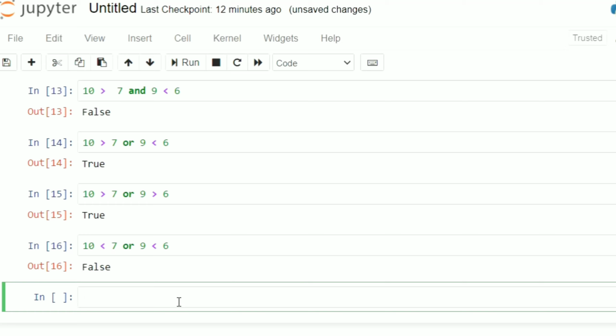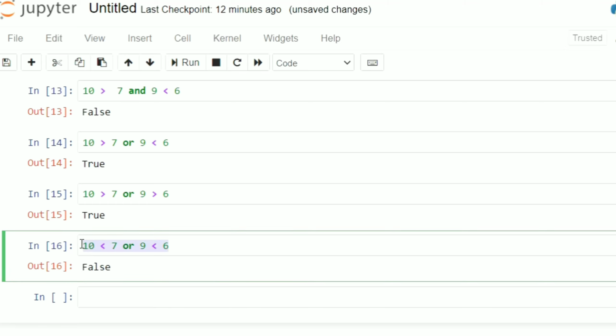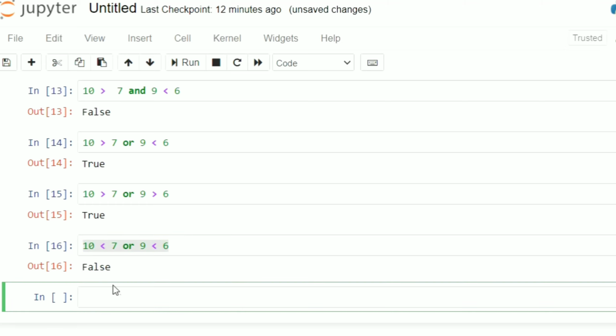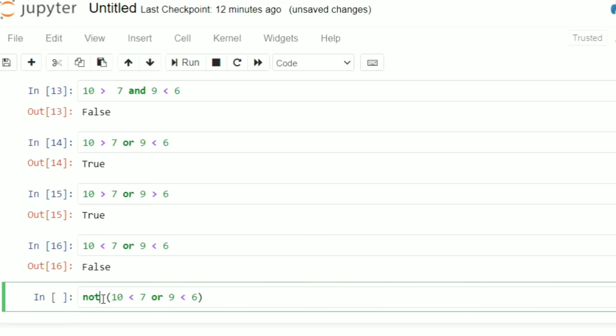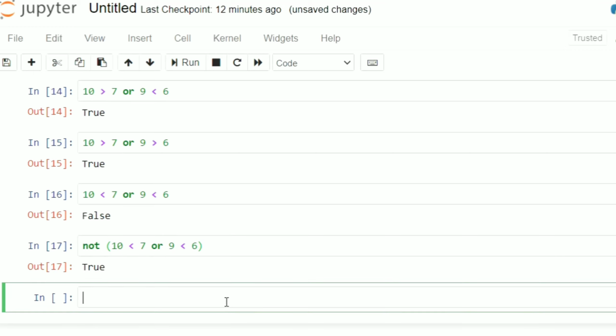Now let me talk about the NOT operator. If I take the same example, you can see the answer was false. Now suppose I write not before this condition, the answer was false, but because I write not before it, the answer will be true. So these are the logical operators in Python programming.